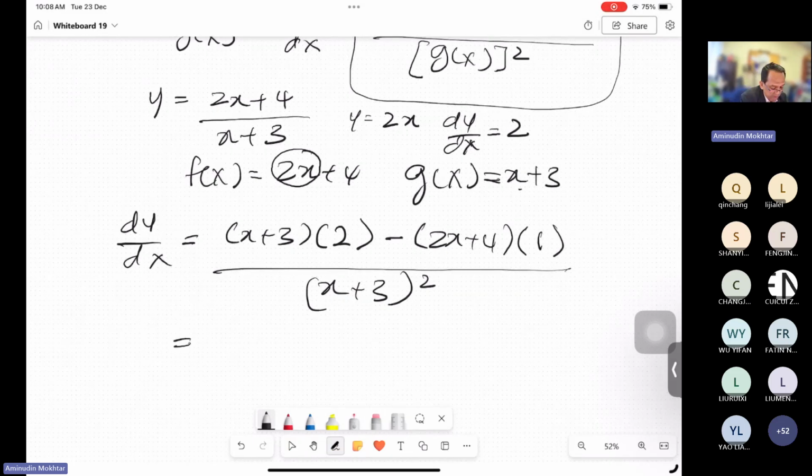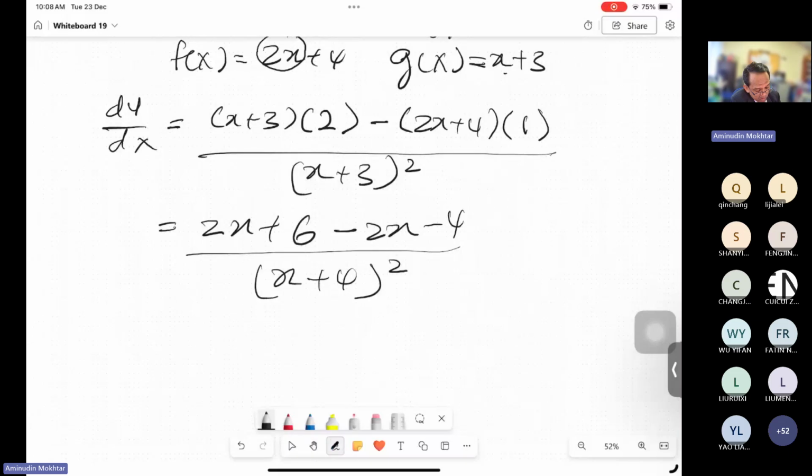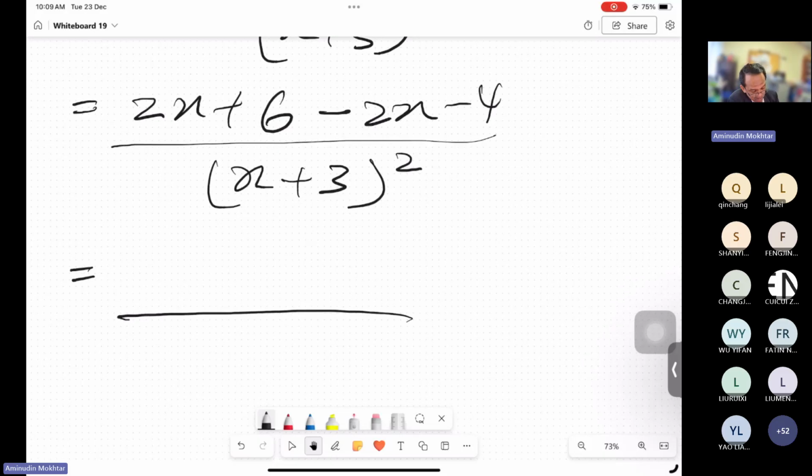So we need to simplify this equation. This is equal to (2x plus 6 minus 2x minus 4) divided by (x plus 3) to the power of 2. Now we can find the answer.